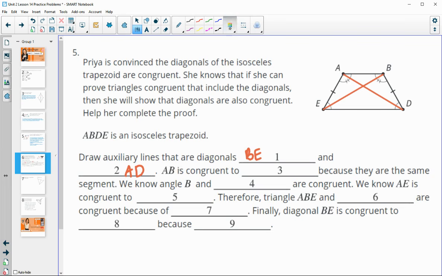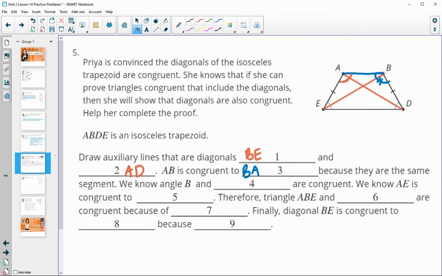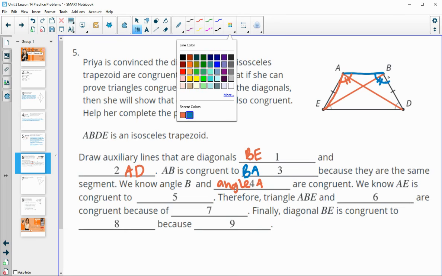Then AB is congruent to what? Because they're the same segment, AB is congruent to BA. We know angle B, so this angle here, is congruent to what other angle? So that's congruent to this angle, A. So we know angle B and angle A are congruent. We also know that AE, so this side here, is congruent to BD.